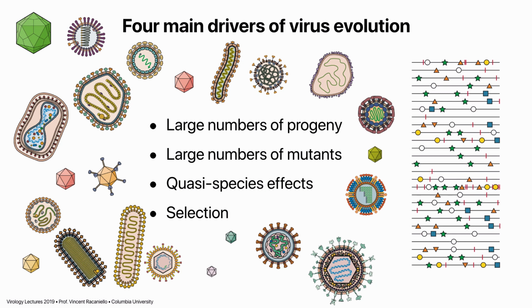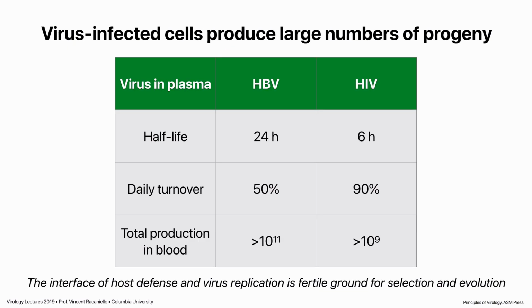Now, the first part of today, I want to talk about the four drivers of virus evolution, which include large numbers of progeny. Viruses are unique because they make more progeny than any other organism on Earth. Large numbers of mutants at the same time, and mutation is an important raw material for evolution. Quasispecies effects. It makes no sense to you right now, but we'll hear about what it is today. And finally, selection. The first three are the raw materials for selection.